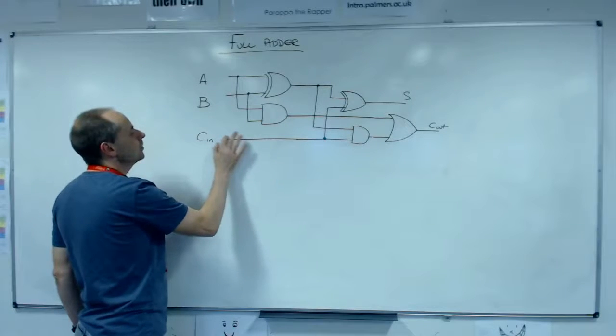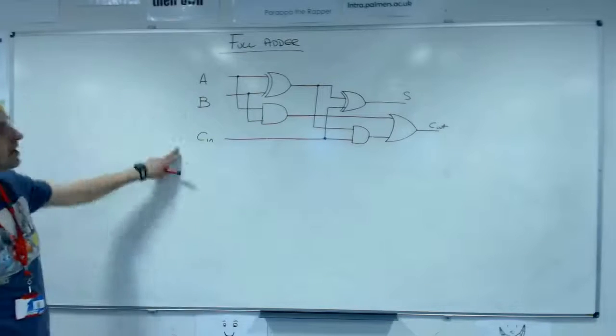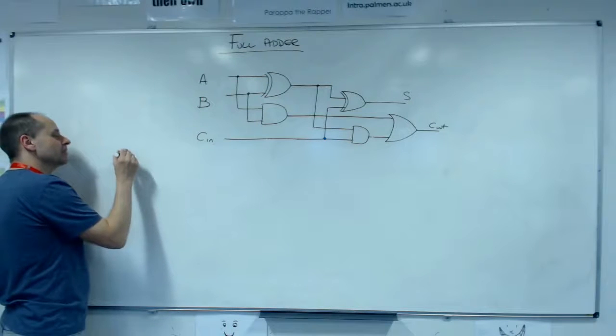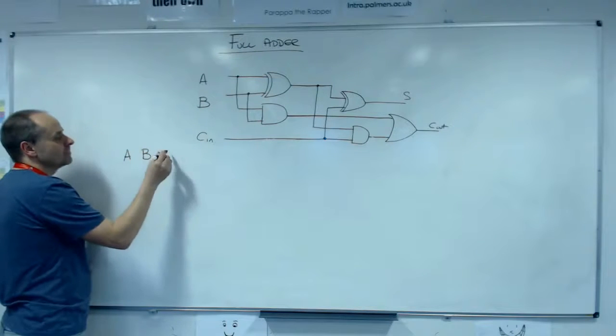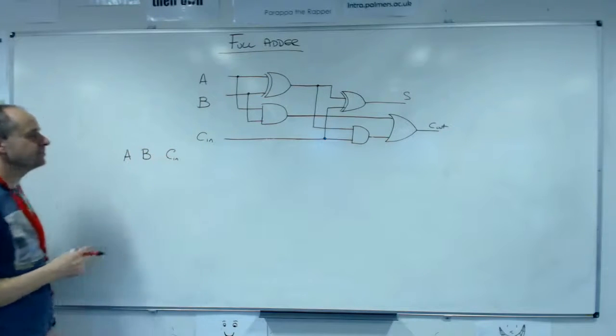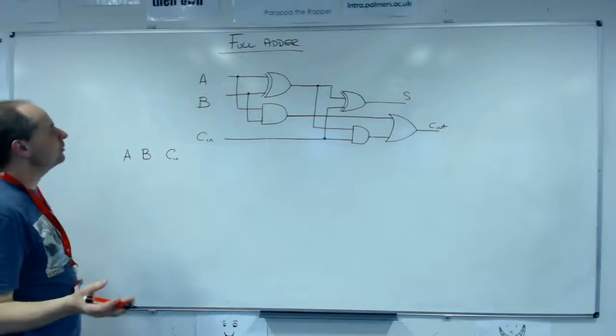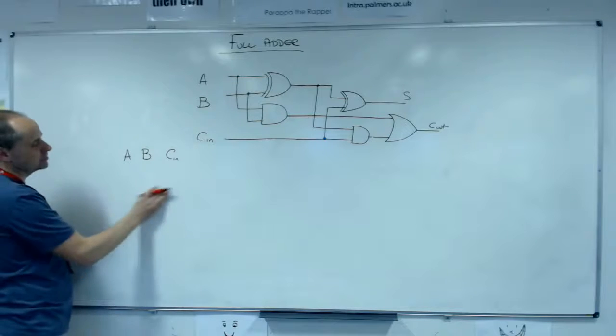So the starting point, as always, is how many inputs have we got? We've got 3 inputs, so we're going to label those inputs A, B and C in. With 3 inputs, that's 8 possible combinations, so we're going to have 8 rows to our table.